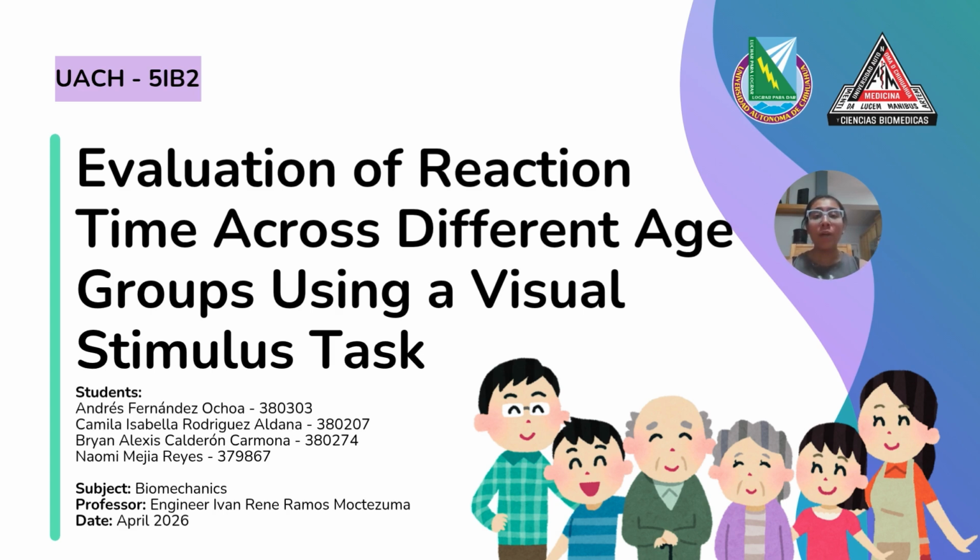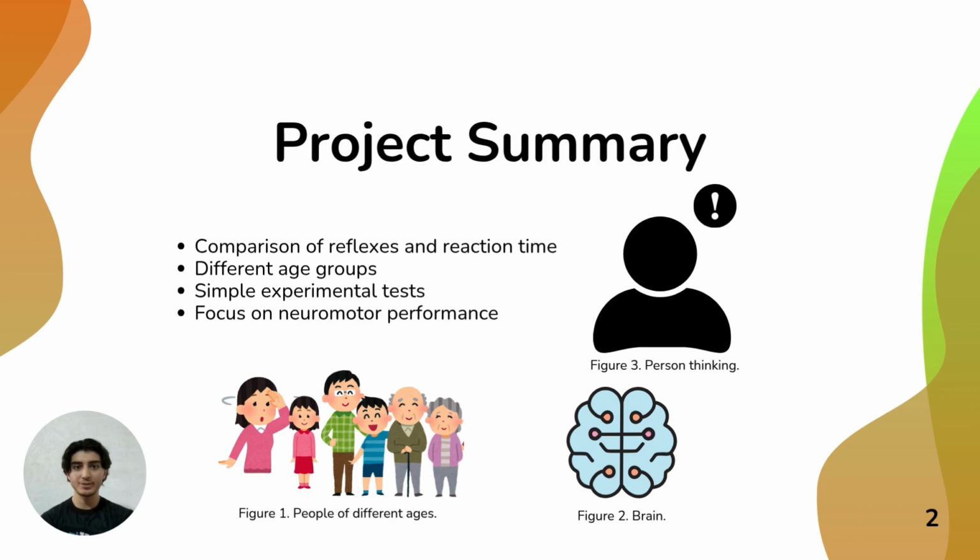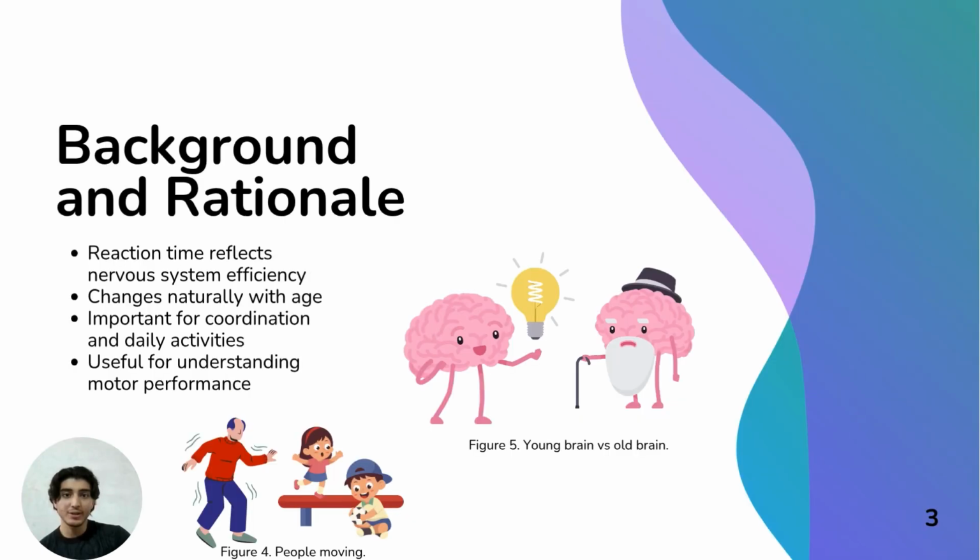Our project proposal is about an evaluation of reaction time across different age groups using a visual stimulus test. This project evaluates and compares reaction time and reflex performance across different age groups using simple experimental tests to analyze neuromotor function. Reaction time and reflexes are key indicators of nervous system efficiency and coordination. These abilities change with age and are important for daily activities and overall motor performance.